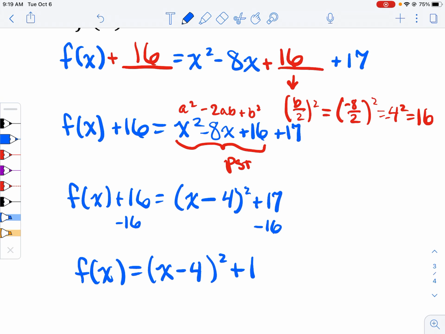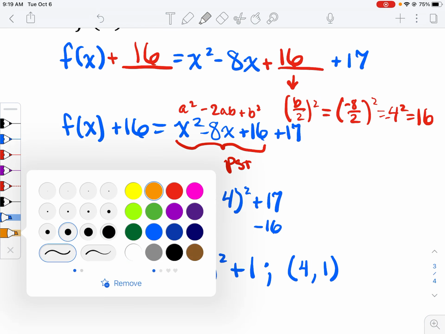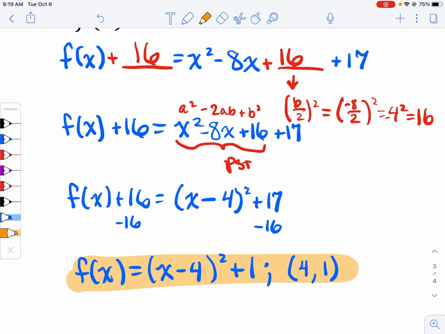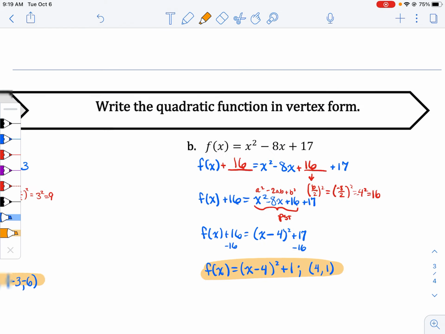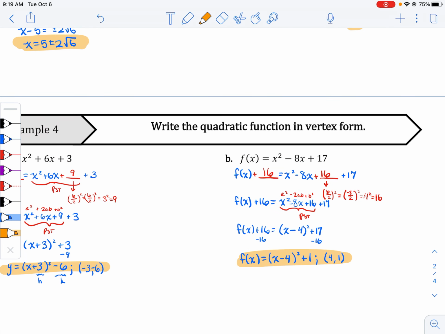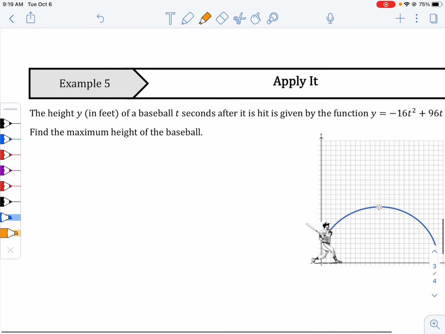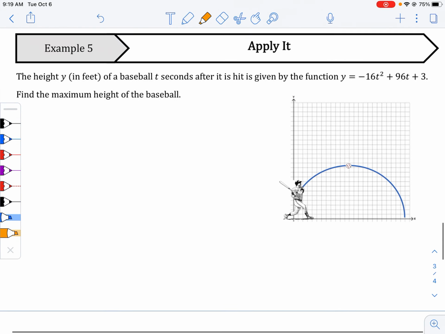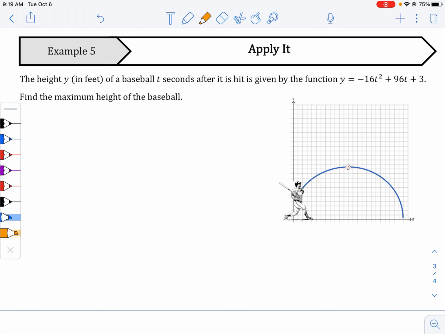So that's the final function in vertex form, and my vertex then is positive 4, because you changed that sign, comma, positive 1. So that's writing the quadratic function in vertex form from standard form. The last skill we need to talk about, actually we encounter in this story problem here.